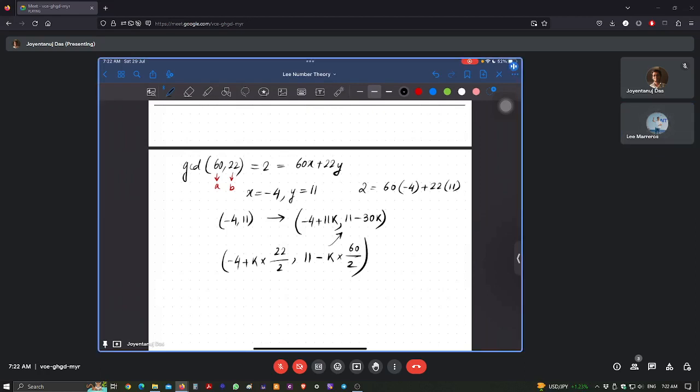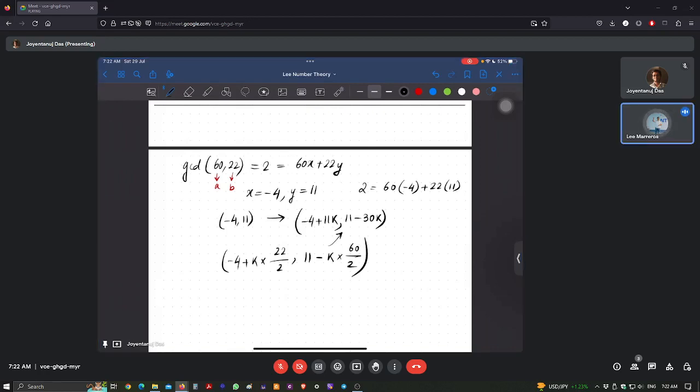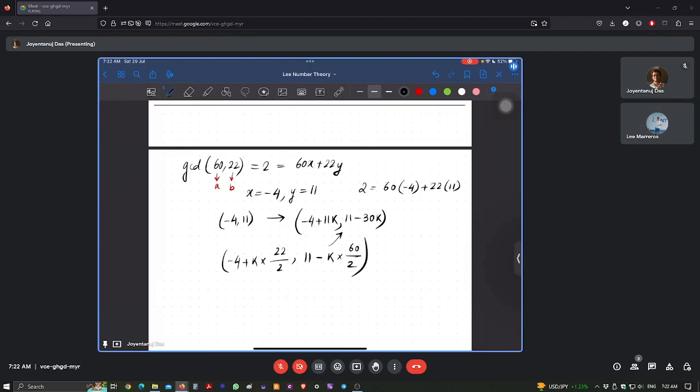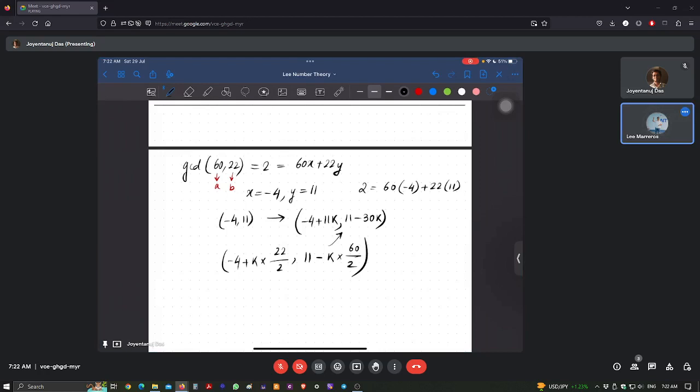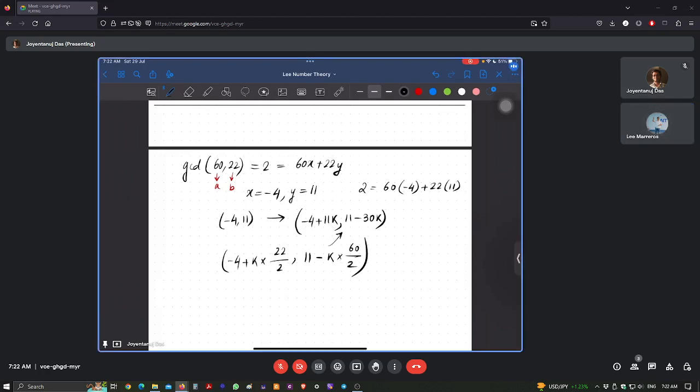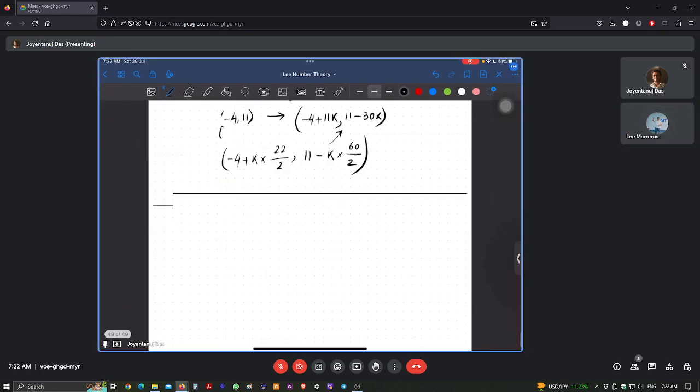So I think more or less this one is clear, right? So in the general solution you just replace k by any integer, and then you have all the solutions. Okay, we can now go to the exercises. Let us try the first one.